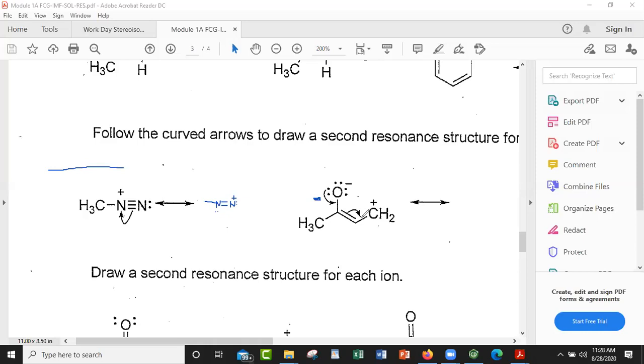What is this arrow telling me? Look where it stops. It's stopping in between this carbon right here, sorry, this carbon, and this carbon. So what is that telling me? Is it putting a pi bond between those two carbons? It is, isn't it? Yes. So this is what the resonance form would look like here.